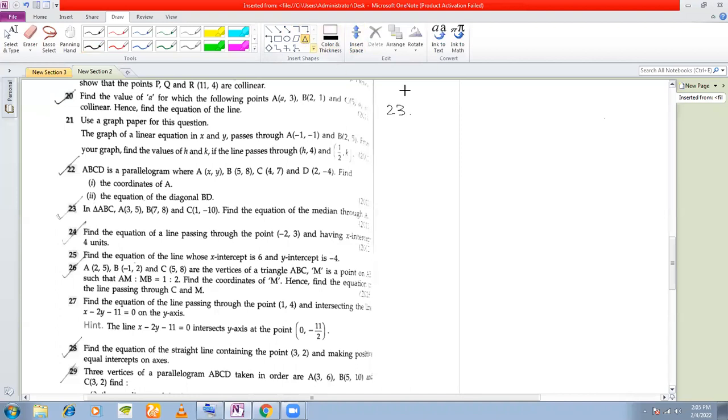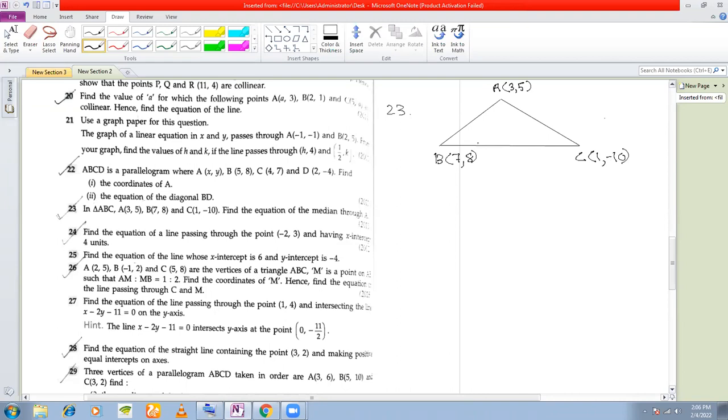Let's draw a triangle. Let's draw a scalene triangle. Coordinates of A given to you here is (3, 5). Coordinates of B given to you as (7, 8). Coordinates of C given to you as (1, -10). Question is, find out the equation of the median through A.